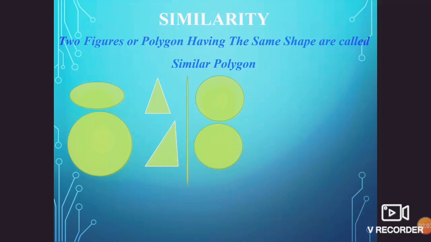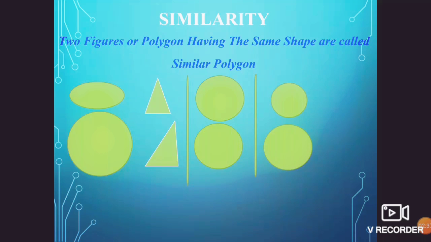Now, these two shapes have both the same shape as well as the same size. So we can say both these shapes are congruent. They are congruent to each other. And because their shape is also the same, we can say that the two polygons here, or the two circles here, are also similar.